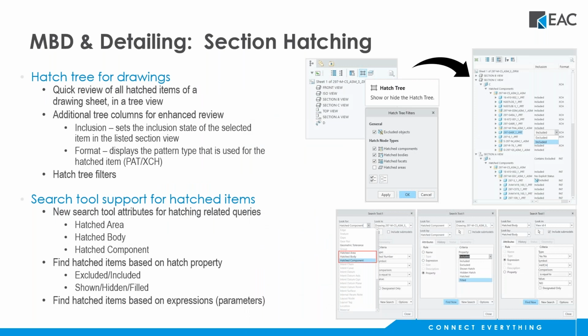Along with that, we also have a new hatch tree for our drawings. With this hatch tree, we are able to quickly select, view, and manage our cross-section hatching, as well as include and format these hatches within our hatch tree. We can also use hatch tree filters to filter out certain sections that we want to manage. And then we also have the ability to search according to these hatch items. So we can search based on hatch area, body, component. We can search hatched items based on their properties, such as if they're excluded or included, as well as shown, hidden, or filled.